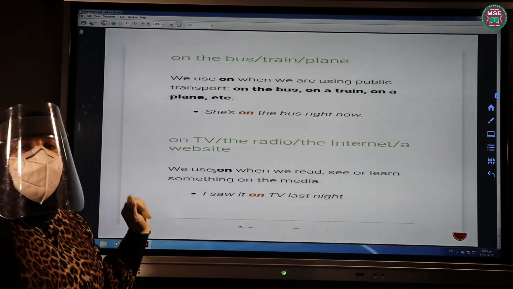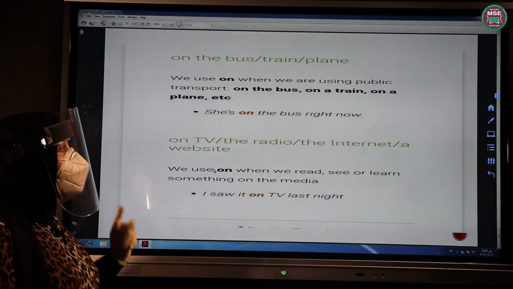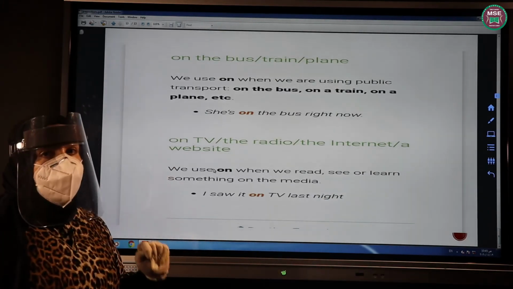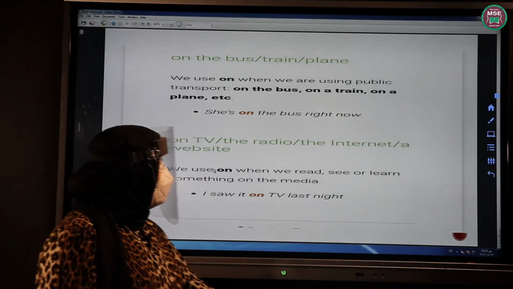On is used for public transport. She's on the bus right now. If the example was car, I would have said she's in the car right now. So that's the difference between private and public transport.